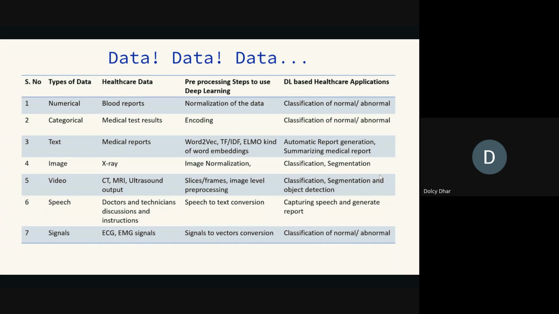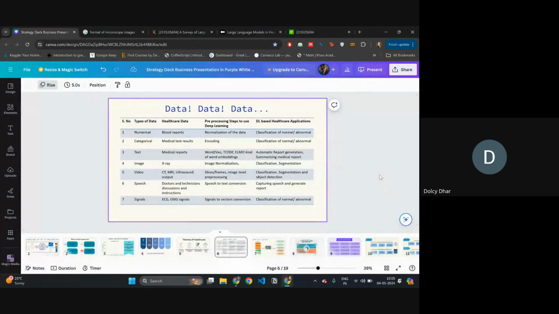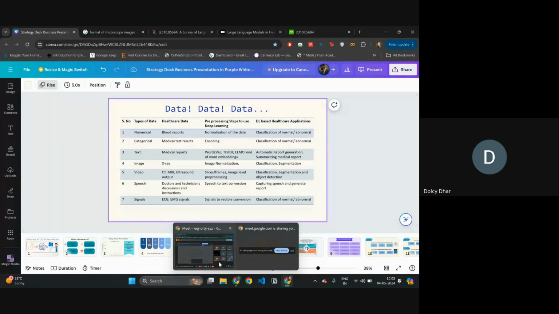So finally, signals is something that we see. Signals come from devices like ECG and EMG monitors that we have in hospitals, which collect relevant information from your body. So let me just put a pause over here and see if there are any doubts in the chat.